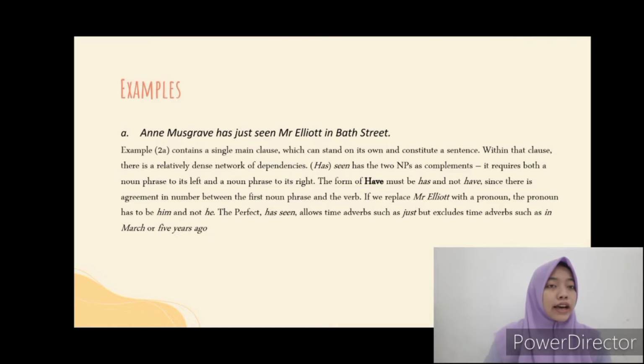Next, we have an example here. Anna Musgrave has just seen Mr. Elliot in Part Street. This example contains a single main clause, which can stand on its own and constitute a sentence. Within that clause, there is a relatively dense network of dependencies.